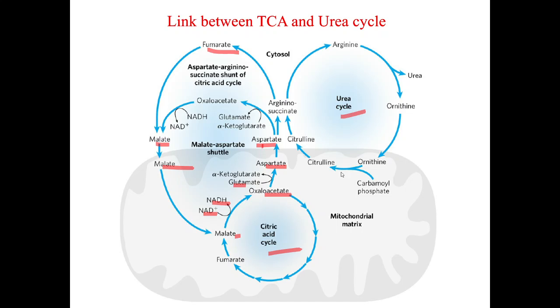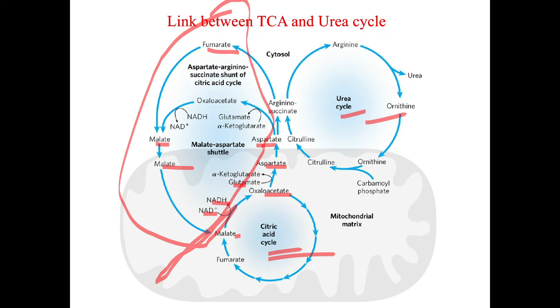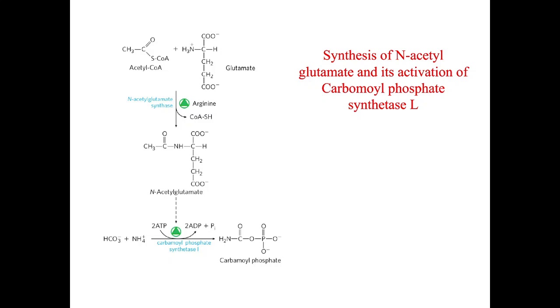So this is our TCA cycle, this is our urea cycle, and these are some of the steps which are happening inside the mitochondrial matrix or outside in the cytosol. This is the cytosolic portion, this is the mitochondrial portion. So this is the link between the TCA cycle and the urea cycle.